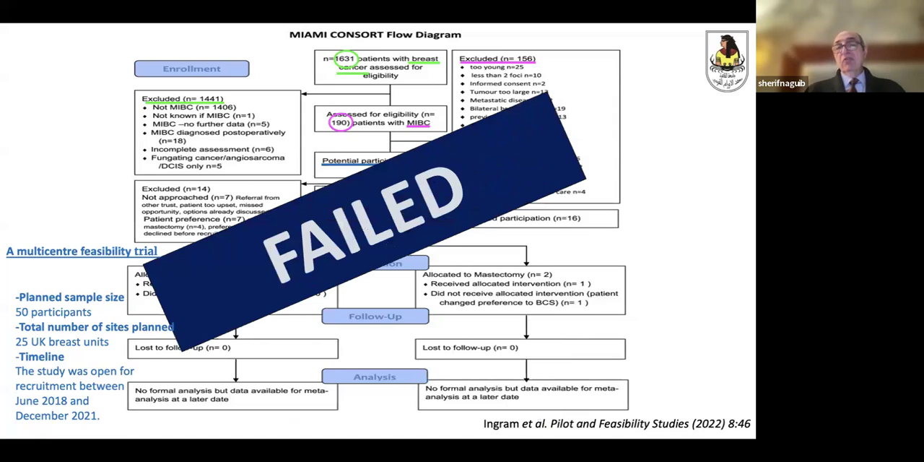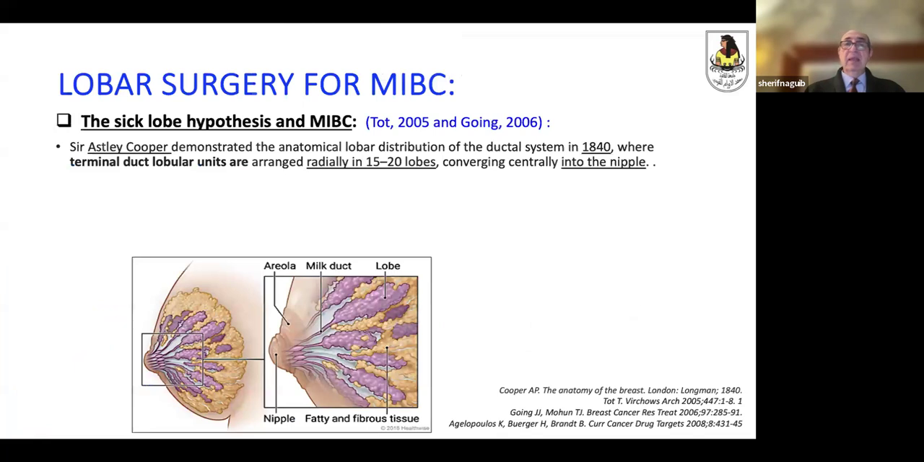So this is to show you how difficult it is to plan a controlled and randomized trial to evaluate breast conservation against mastectomy for the treatment of multiple ipsilateral breast cancer.